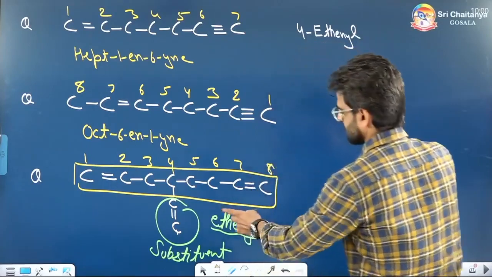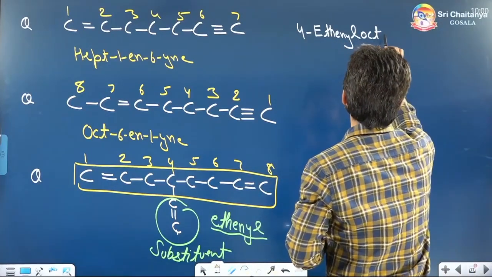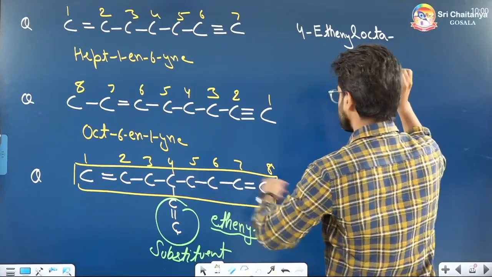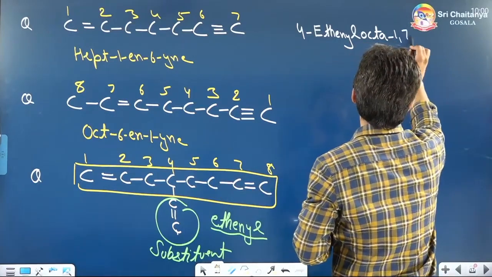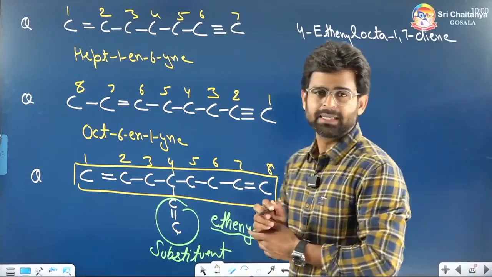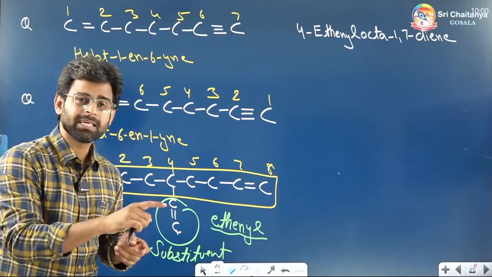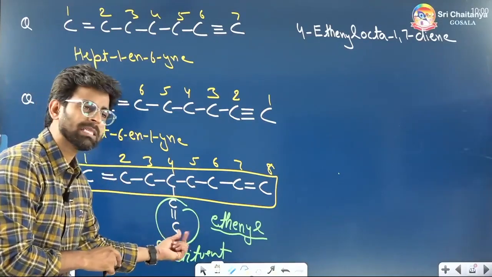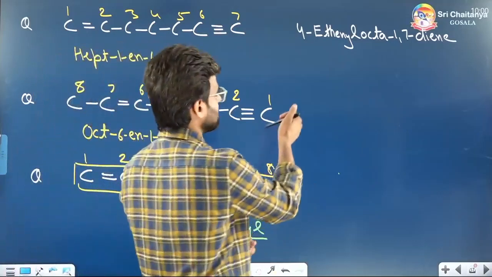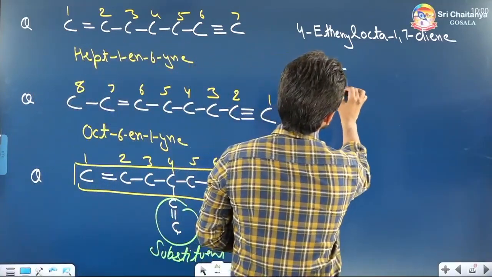4 ethenyl, the substrate, beta. Next is what? The 2 pi bonds of octa-1,7-diene. Octa-1,7-diene. Most of you are doing very good. Fine. So remember here, this is our substituent. Assume by chance you check, this is our main chain and this is our substituent.